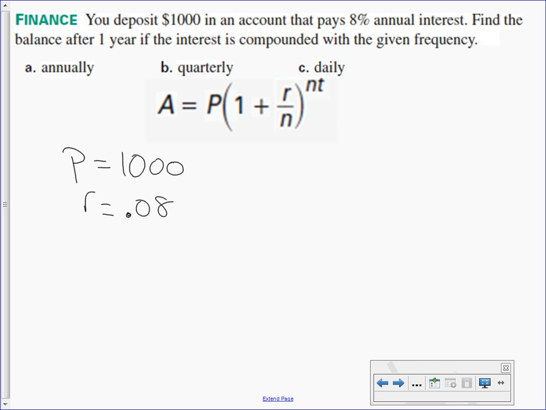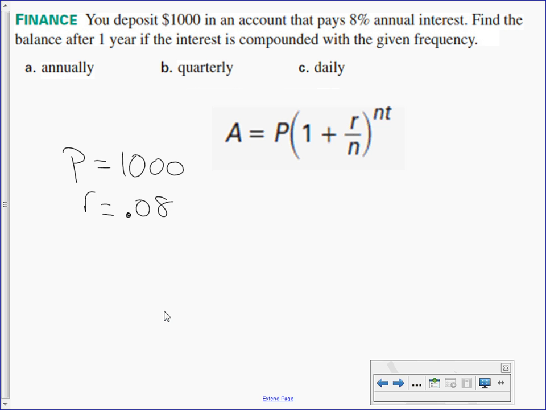Now, for A, if you're compounding annually, what is your value of N? 1. For B, what is your value of N? And then C? What is your value of T for all 3 of them? 1, because it tells you what's the balance after 1 year. So what you wind up with here are 3 problems that the only thing that changes is your N.